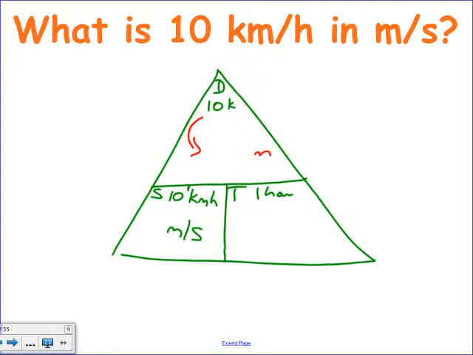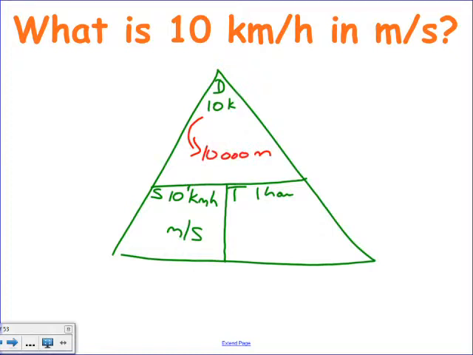So, how do I convert 10 kilometres into metres? Well, there's 1,000 metres in a kilometre. Think about your answers. I've got 10 kilometres, which is a long distance. So to get it into metres, it's not going to be 0.001 of a metre. No, 1,000 times. So you're going to multiply it. So it's how many metres? 10,000 metres. So I've got 10,000 metres in 1 hour.